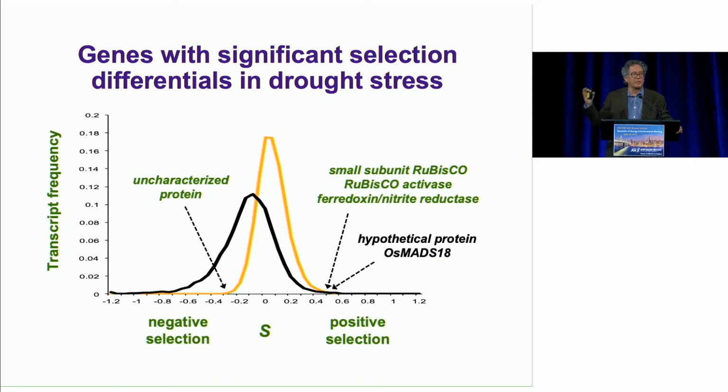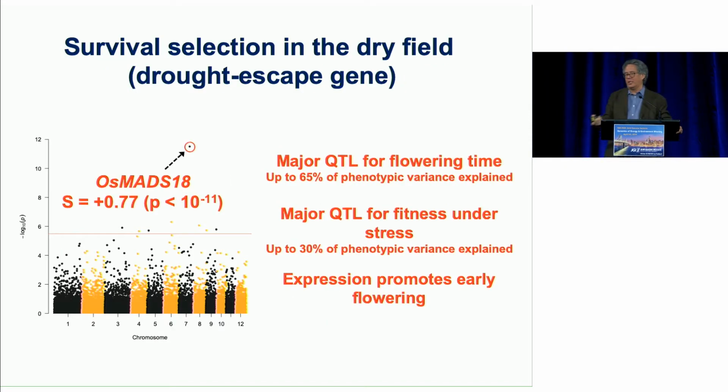That is, increasing levels of expression of these genes will increase the grain number or the seed number under drought stress. And for survival, there are two genes, a hypothetical gene and a MADS gene, OS-MADS18. Again, increased levels of OS-MADS18 will increase survival of the plant. And this just shows you a graph of selection coefficients across the different genes in the genome. Look at OS-MADS18. It's way up there. It's by itself. Its S is 0.77, very significant.